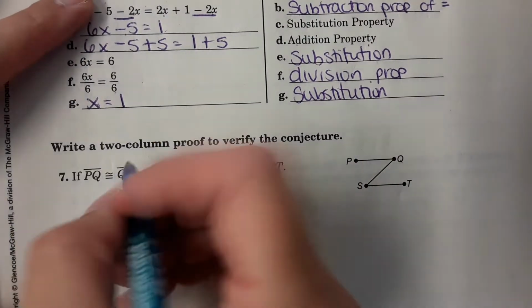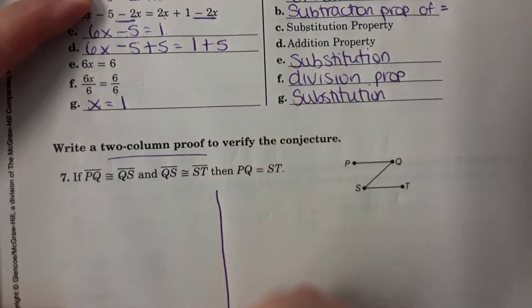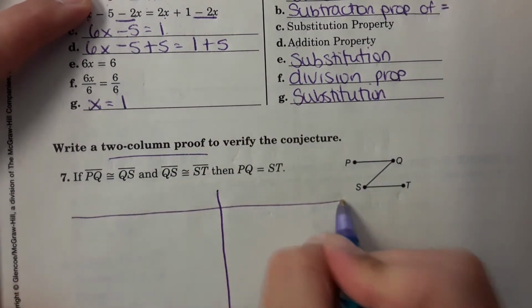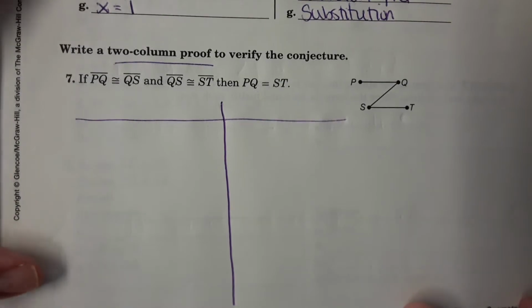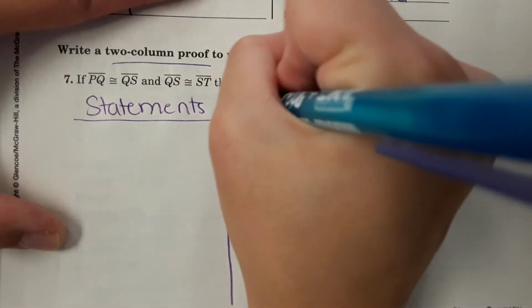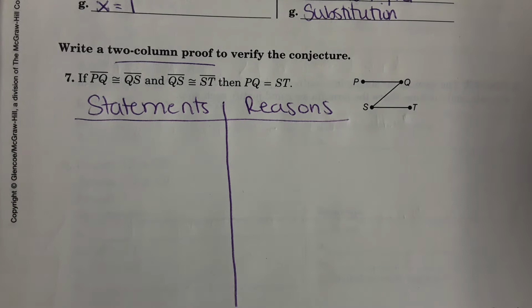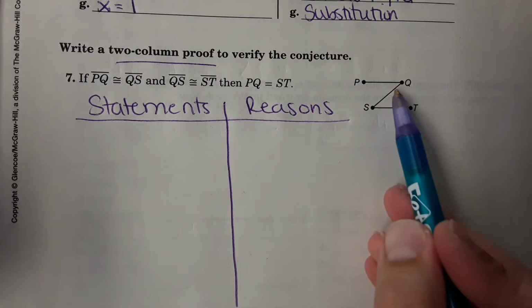So first of all, 2-column proof, we have to set it up. So we're going to set up a T-chart. And title this column statements, and this one reasons. Okay, let's just look at the situation first.